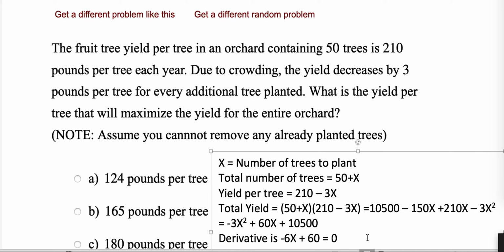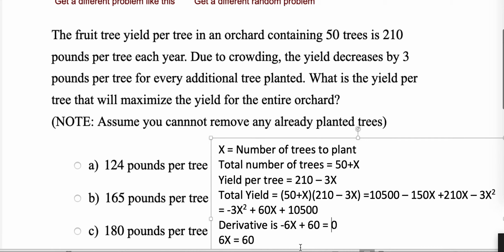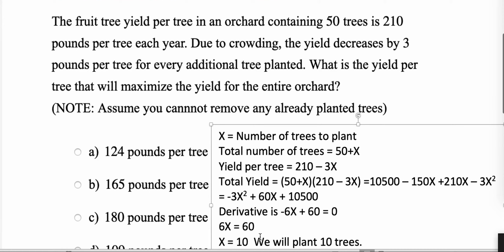And you can see this algebra shakes out pretty quickly. You would just move the 60 over. You could move the 6x over if you want to think of it that way. Either way, we're just going to get that x is 10. So we're planting 10 trees. If it had come up with a negative value for x, that's where we refer back to this note that says we are not going to chop down trees. That would not be smart. All right, so this is a positive value for x, so we are going to plant 10 trees.